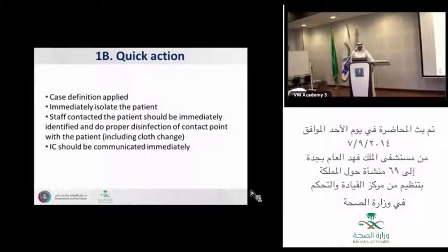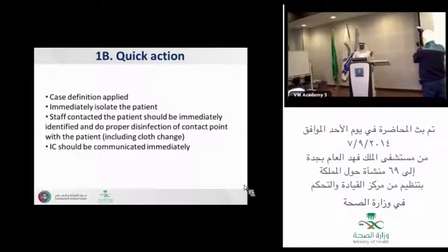We have a few quick actions that we need to have, very important to be in our booklet or in our pocket all the time. The case definition needs to be there, needs to be applied, and needs to be reviewed by the medical staff who are dealing with the patient at the front line, like the emergency doctors, the internal medicine doctors, the residents particularly. Immediately, we need to think of isolating the patient. The very important quick action is to isolate the patient immediately. Staff who contacted the patient should be immediately identified.